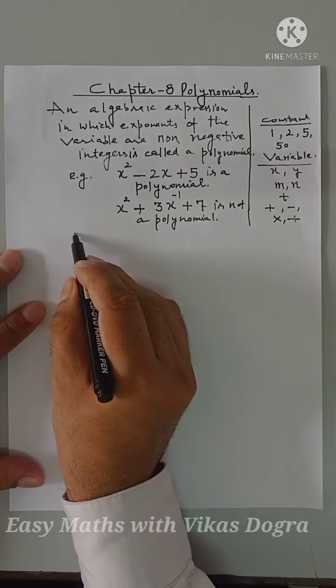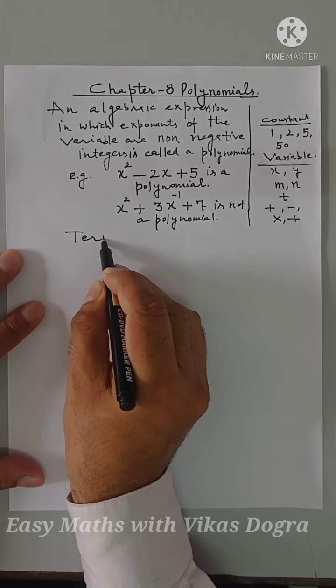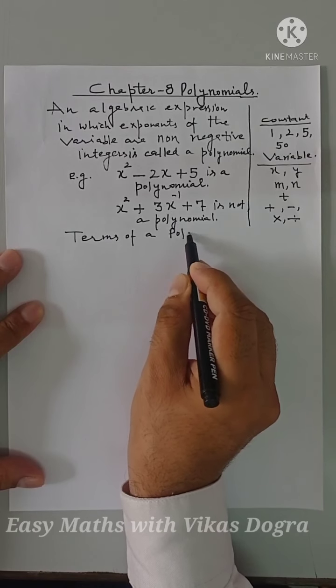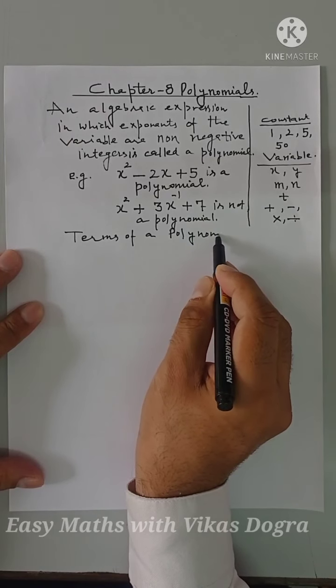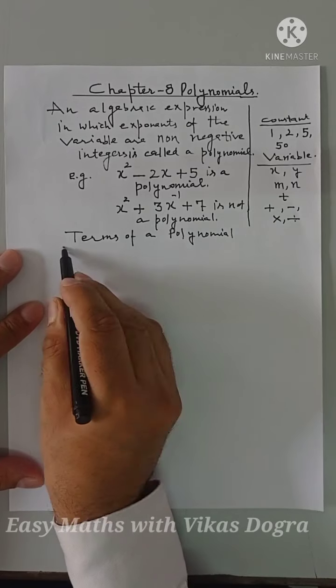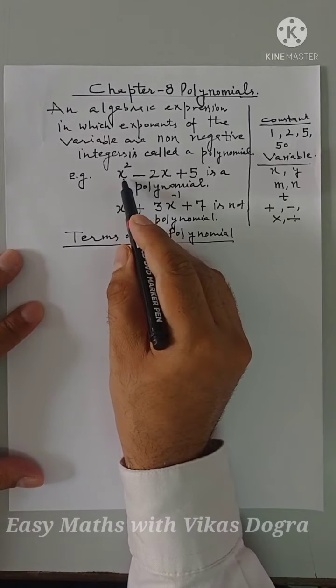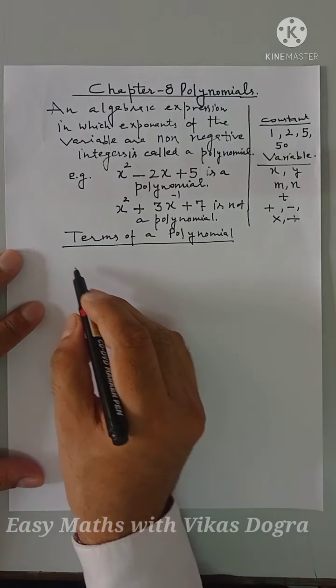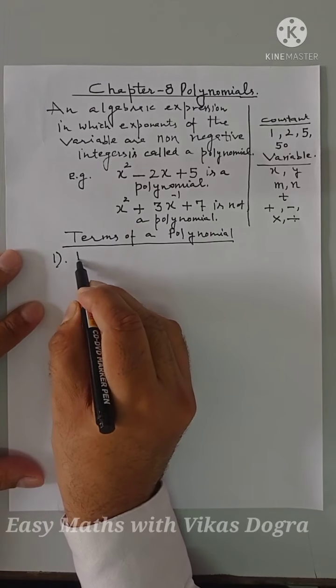Now I am discussing the terms of a polynomial. In the examples which I have written above, you can see here there are 1, 2, 3 terms. Here also there are 3 terms. The first is monomial.